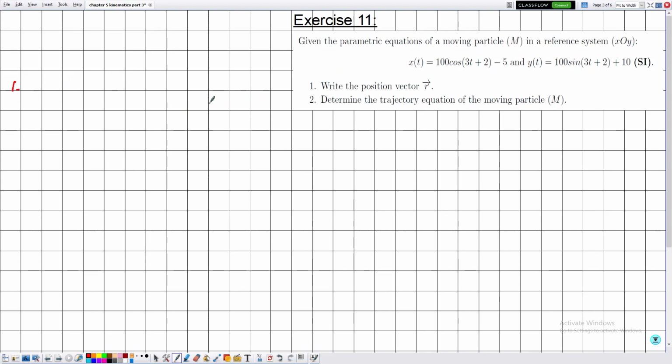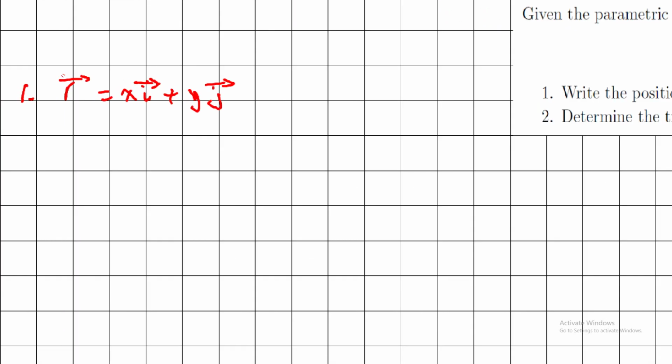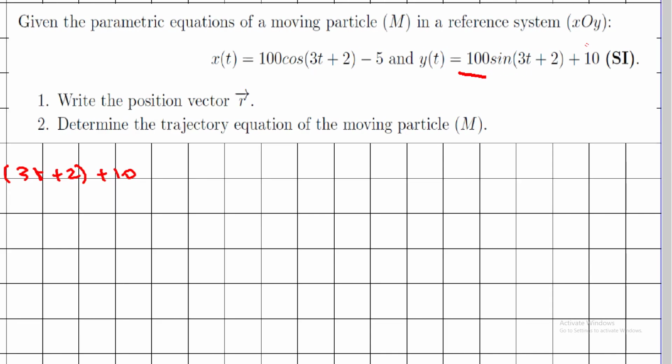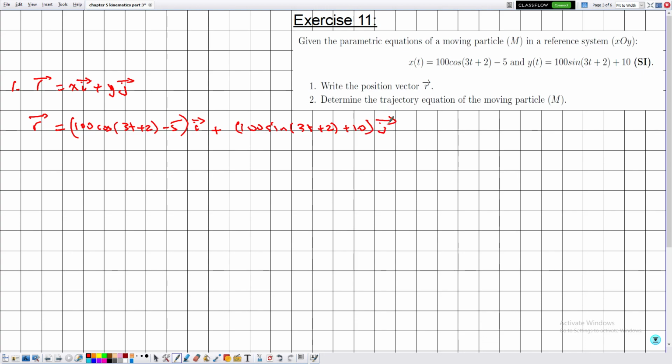Now in number 1, they are asking me to write the position vector, which is by definition given by x i plus y j, and we don't forget the unit vectors i and j, because this is a vector relation. In this case, the expression of x is 100 cosine of the angle (3t plus 2) minus 5. All of this is multiplied by the unit vector i, plus 100 sine (3t plus 2) plus 10. So this is the value of y that is dependent on time, multiplied by the unit vector j. So this is the position vector r.